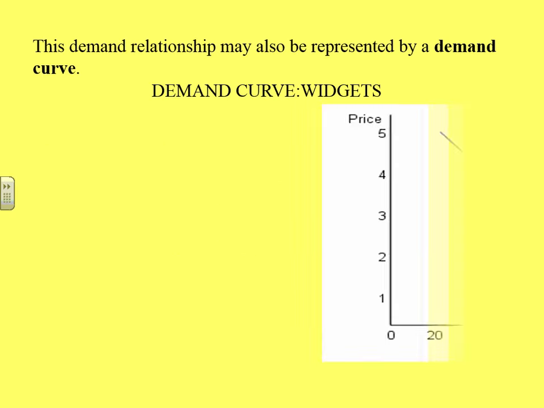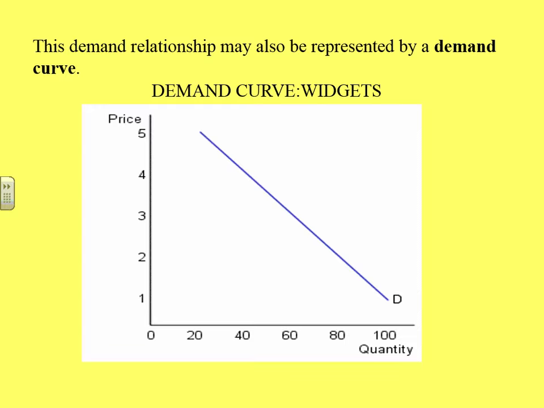A demand curve, our second tool, looks like this. When you look at a demand curve, there are some things you'll notice. It is downward sloping. We have labeled price on the vertical, we've labeled quantity on the horizontal, and we have named the line. Most often you just name it D.